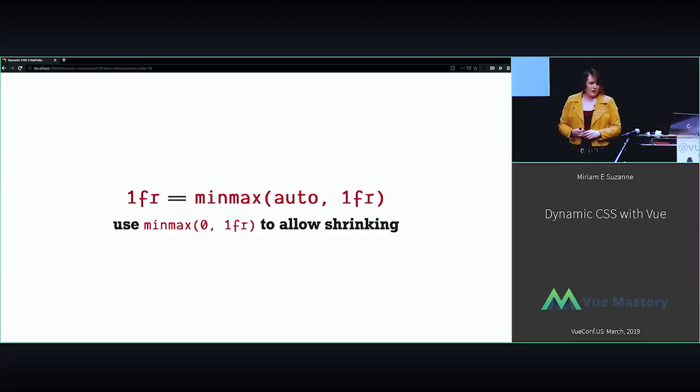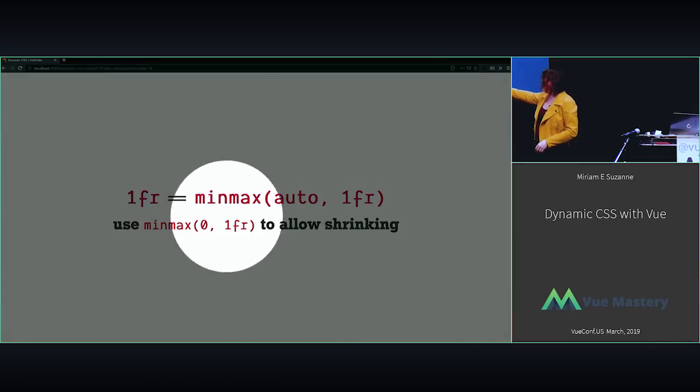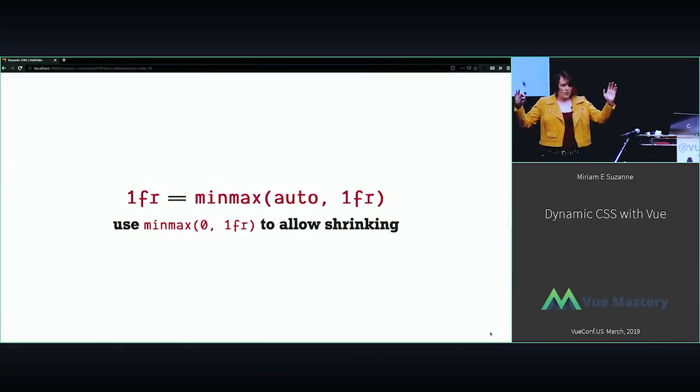An issue that I run into regularly: one fraction actually means min-max auto one fraction. So similar to, no, the opposite of Flexbox. This means it will never shrink, it will only grow. Which can surprise you when you throw a large image in somewhere or where you have long words. By default, one fraction will never shrink below the content size. So if you actually want something to shrink and grow, you have to go with that min-max 0 one fraction or something like it to set a minimum that is smaller than the auto.